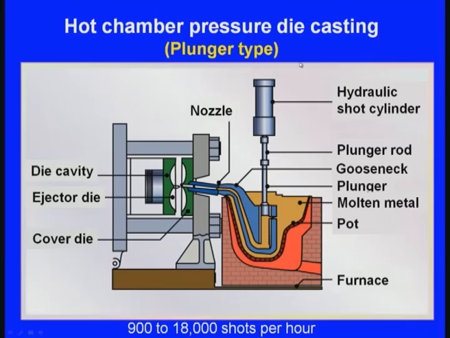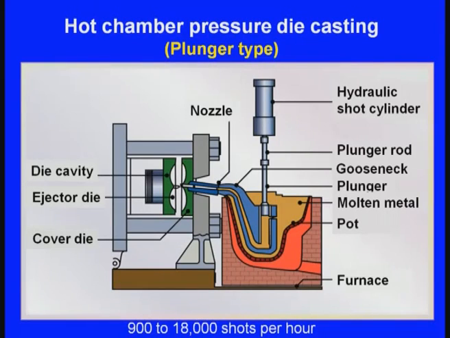So, here no air injection will be there, there is no air. Instead of air, there will be a plunger. Now, how to study this? Again we must know that hot chamber pressure die casting means the furnace meant for making the molten metal is an integral part of the machine. Now, this is that furnace. Here we can see this is that furnace part, right.